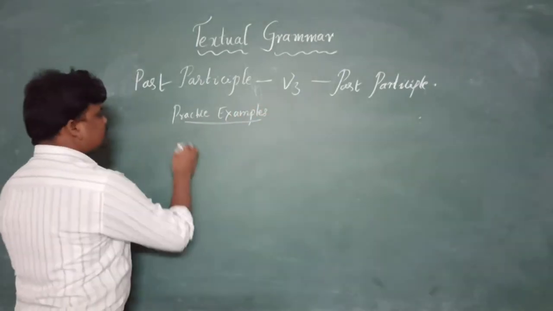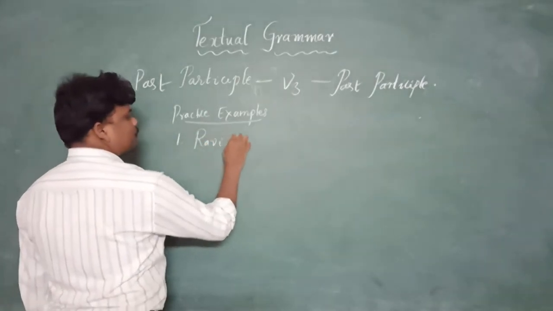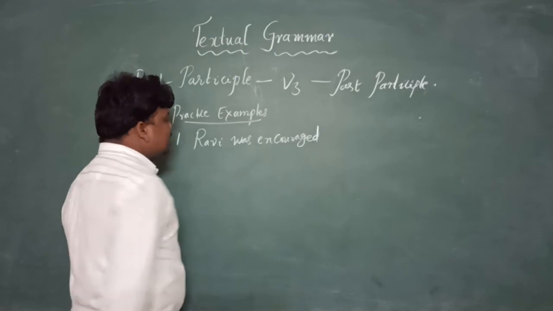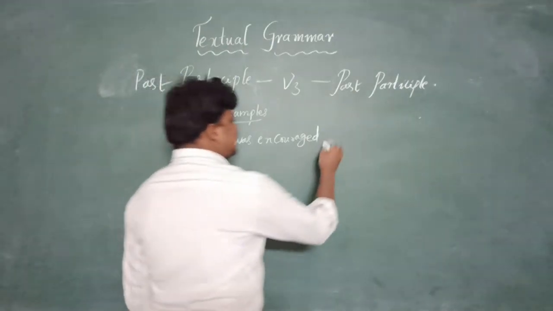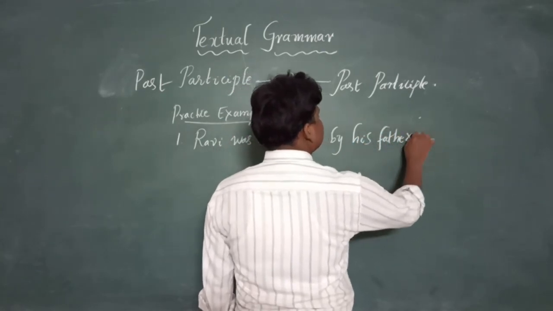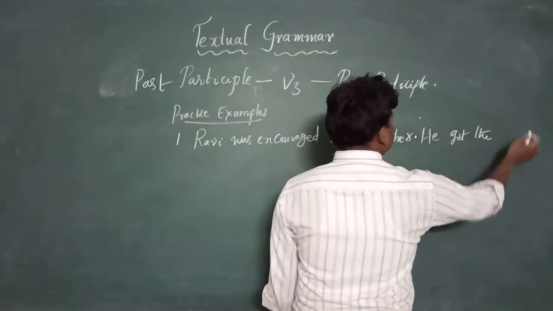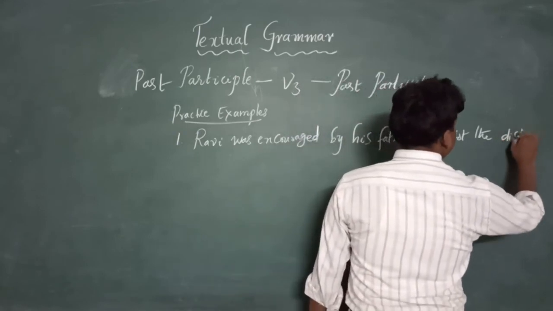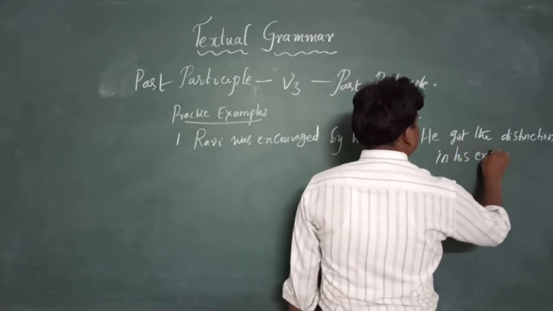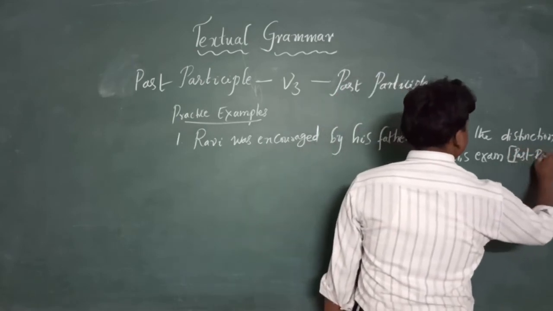The first practice example is: Ravi was encouraged by his father, full stop. He got the distinction in his exam. We need to combine the two sentences with a past participle.